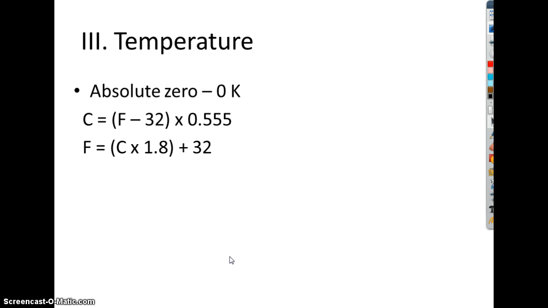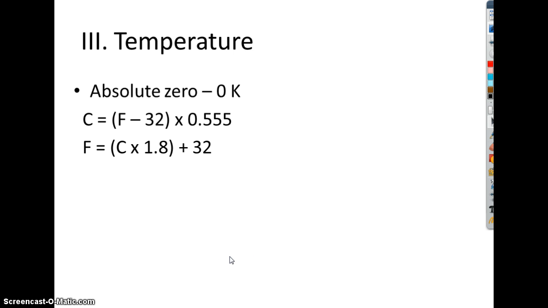Kelvin, absolute zero would be 0 Kelvin, and that's pretty much the coldest that you can go. They have gotten a little bit colder, but it's pretty much the coldest you can go. We'll be working with Kelvin this year, and then we'll also be working with Celsius. And then Fahrenheit we'll talk about just because that's what you're used to.